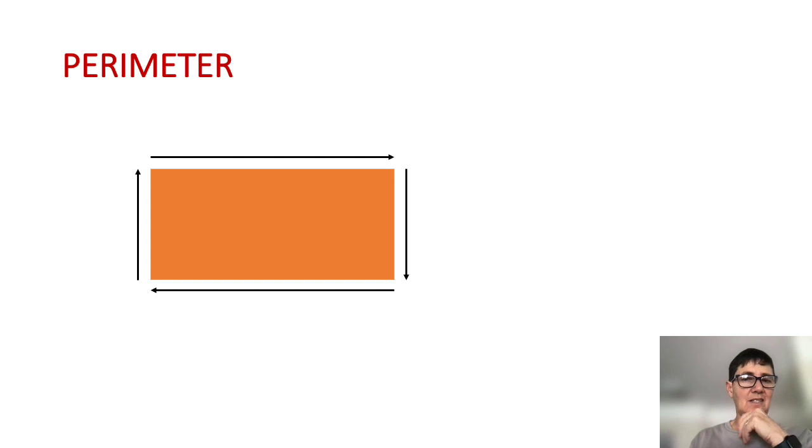Now you know what perimeter is, so we'll go through it. Perimeter is going to be the distance around the outside of an object. It could be the outside of a field, it could be the perimeter around a room. It's the distance around the outside of an object.